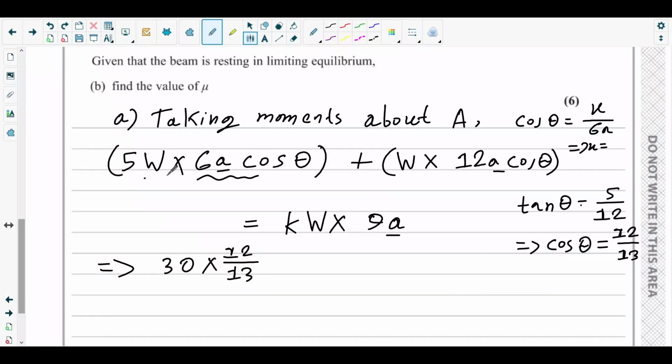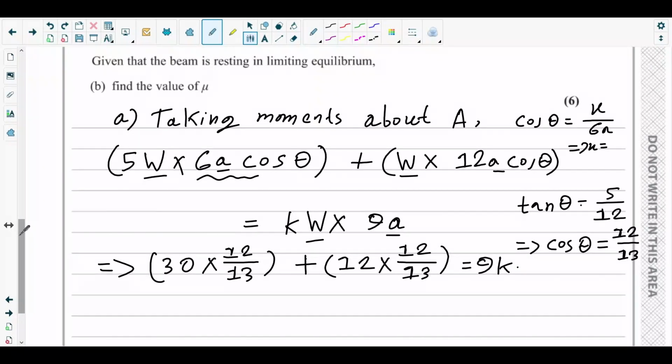Okay. W cancels out from both sides. A cancels out from both sides. So this is 30 times 12 over 13 plus, W gets cancelled there, A gets cancelled there, so W times cos theta. Cos theta is again 12 over 13. This is equal to 9 times K. Right. The W has been cancelled.